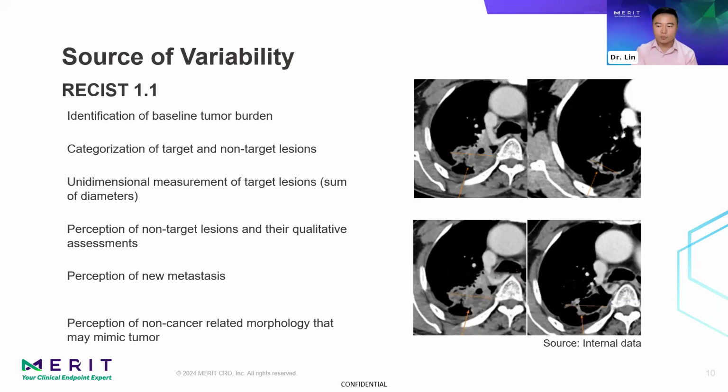In RECIST 1.1, we require that the measurement be in the slice where the lesion shows the longest diameter. However, in some situations like the necrosis here, which is common for antivascular treatment, it's not always easy to decide where the border of this lesion is and which slice shows the longest diameter. And as you can see, even for the same readers, they may come up with different results.